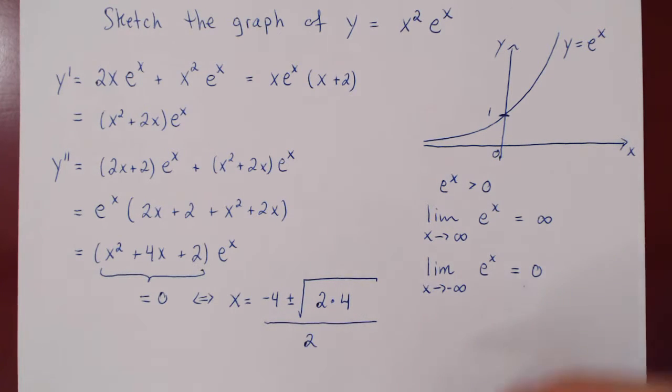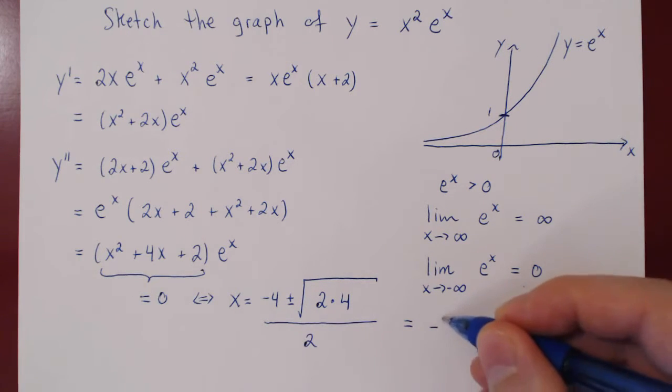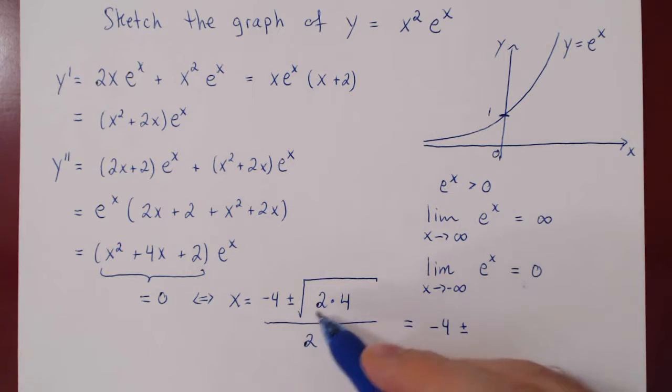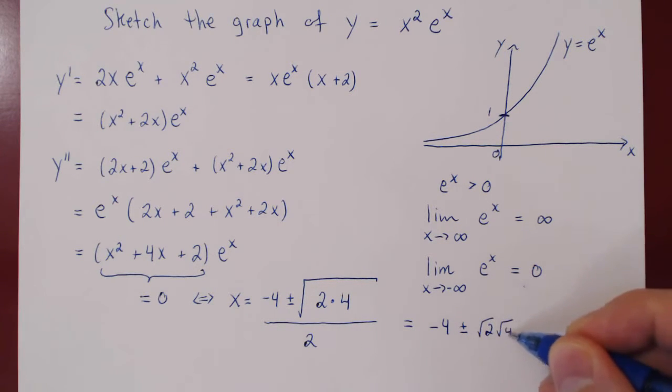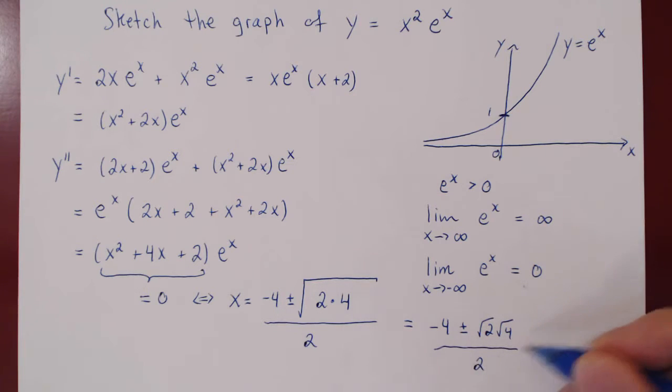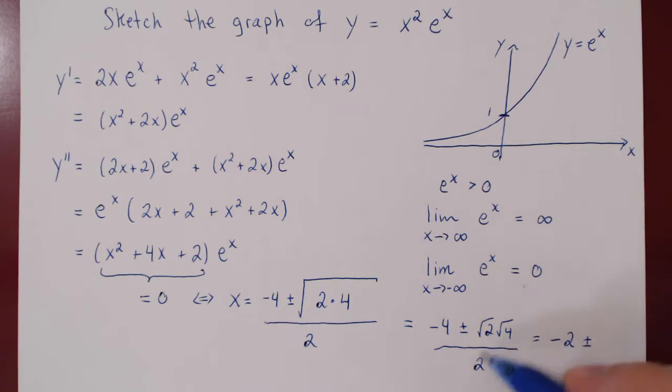Let us clean this up a little bit. I'll keep going here. Negative 4 plus or minus. Now the root of AB is the root of A root of B. So it's root of 2, root of 4 over 2. But root of 4 is just 2. So 4 over 2 is 2, so we get negative 2 plus or minus. Root of 4 is 2 over 2 is 1, so plus or minus root 2. So we have found the two zeros of the second derivative.